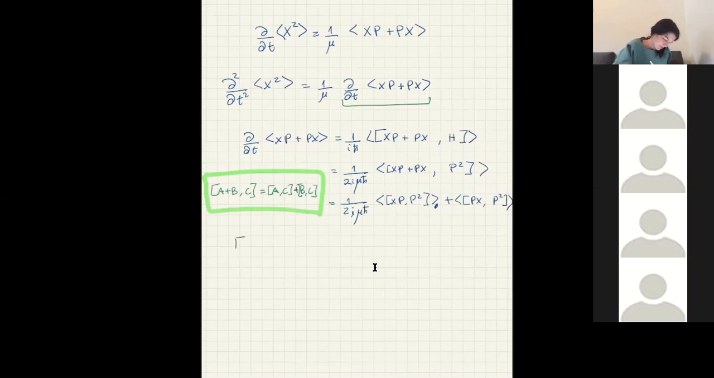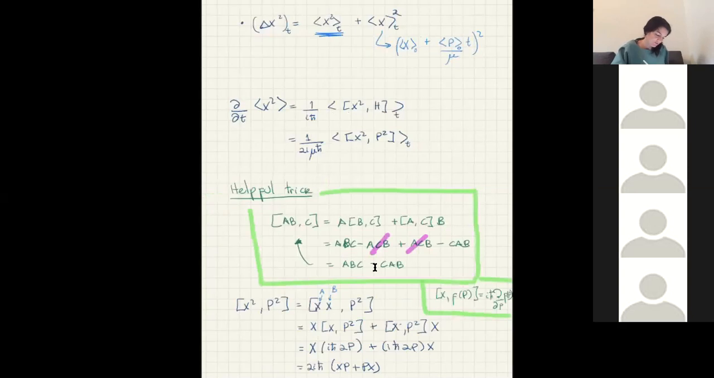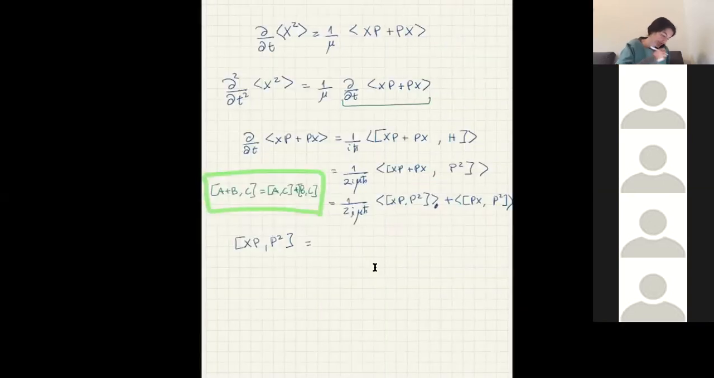So let's do the first one. And I know it sounds tedious, but it's actually quite fun to solve them. So here I want to apply the helpful trick from before again, where now A is going to be X and P is going to be B. So that's X P squared plus X P squared P.